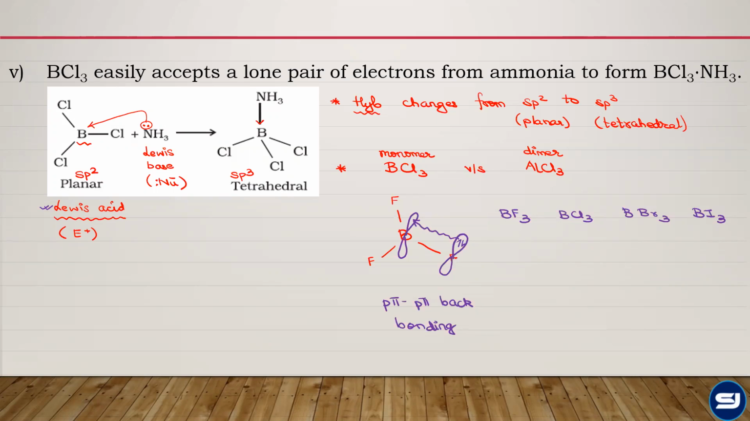That is why now BI3 will have the tendency to accept the electron from an external source also, and that is the reason BI3 would be a good Lewis acid and BF3 would be a weaker Lewis acid. So this is the Lewis acid strength.